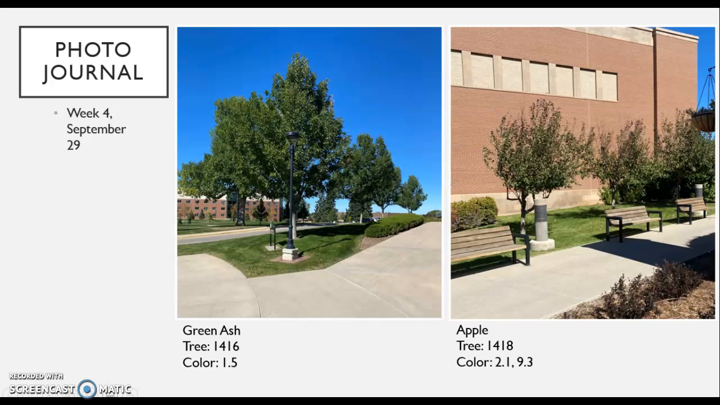Week 4, I did it on September 29th. On the left, again, we have the green ash tree. I gave it a 1.5 because it's still very green and vibrant and healthy with the weather we're having then. And then the tree on the right, the apple tree, I gave it a 2.1 because there's still green, and a 9.3 because you can still see the reddish colors remaining in there still to this day.